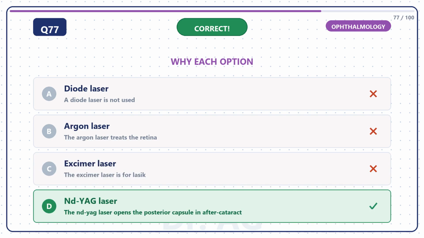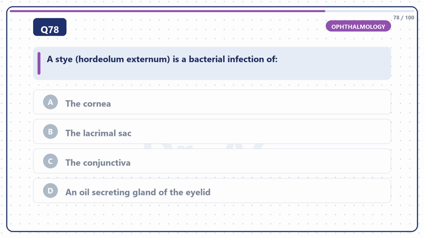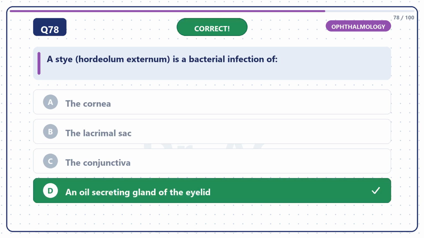Nd:YAG laser. Question 78. A stye, hordeolum externum, is a bacterial infection of. Option A, the cornea. Option B, the lacrimal sac. Option C, the conjunctiva. Option D, an oil-secreting gland of the eyelid.